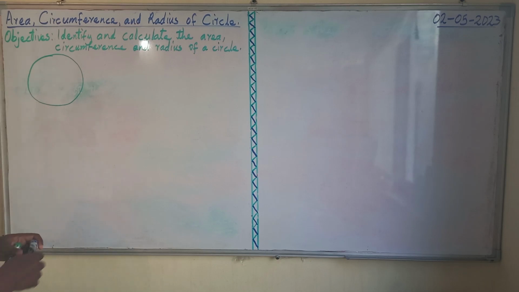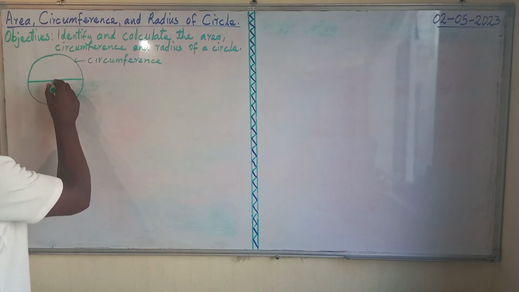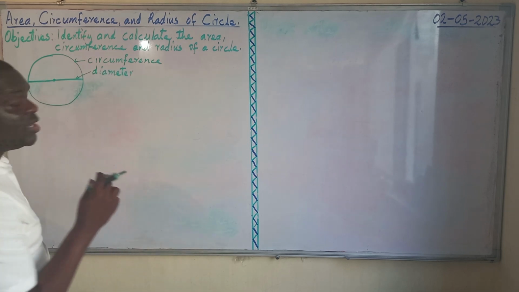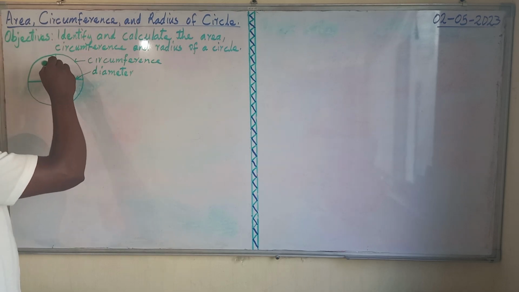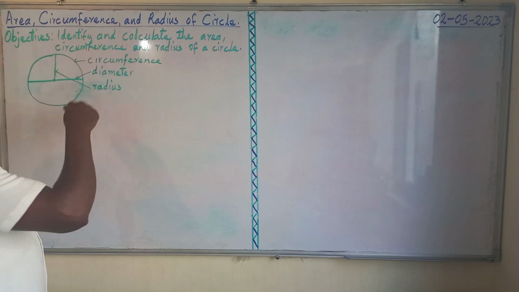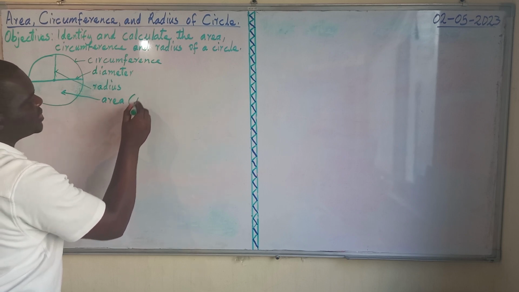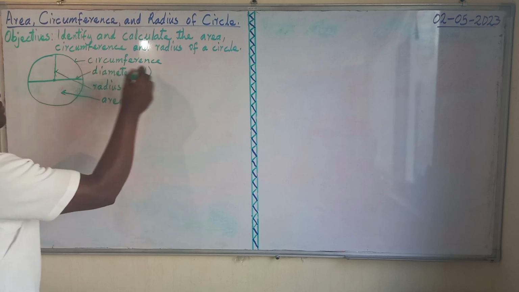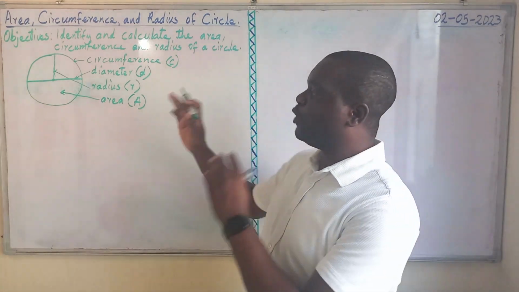First, in a circle, we have this distance round. This is the circumference. The line that connects from one end to the other, passing through the center, is called the diameter. And we have another line which moves from the center to the circumference. So this line is called the radius. The circumference encloses the area of a circle. So area can be denoted as A, radius R, diameter D, and circumference C. These are the basic concepts that we must understand to be able to follow up with this lesson.